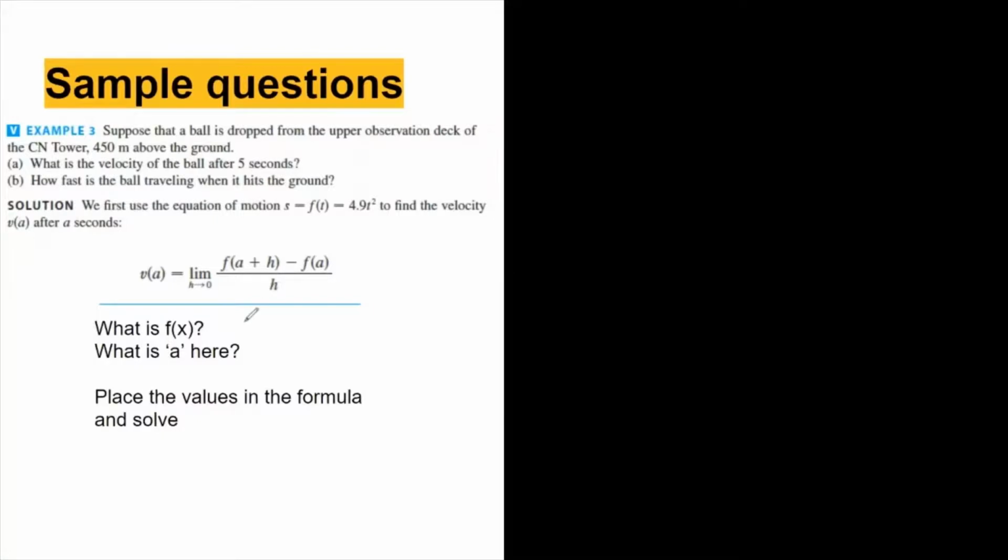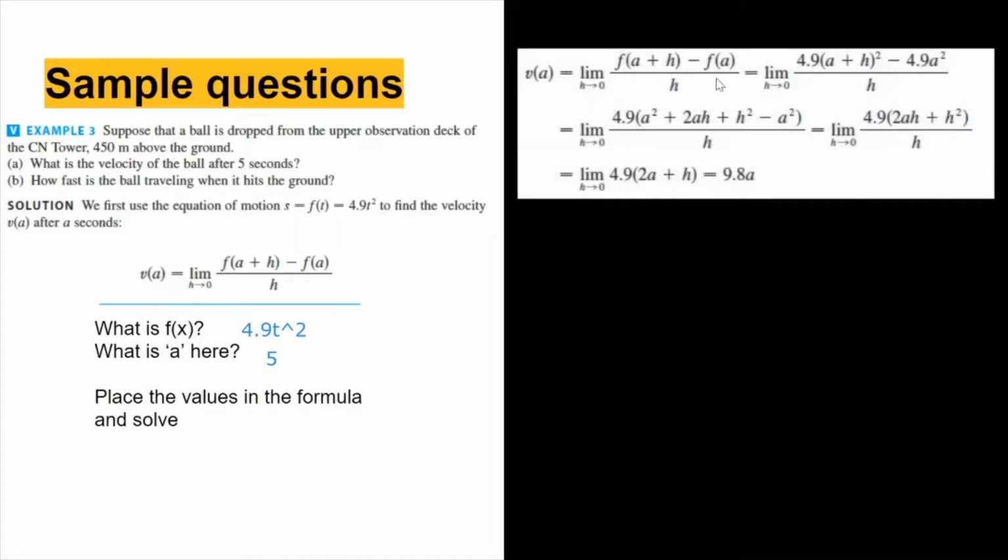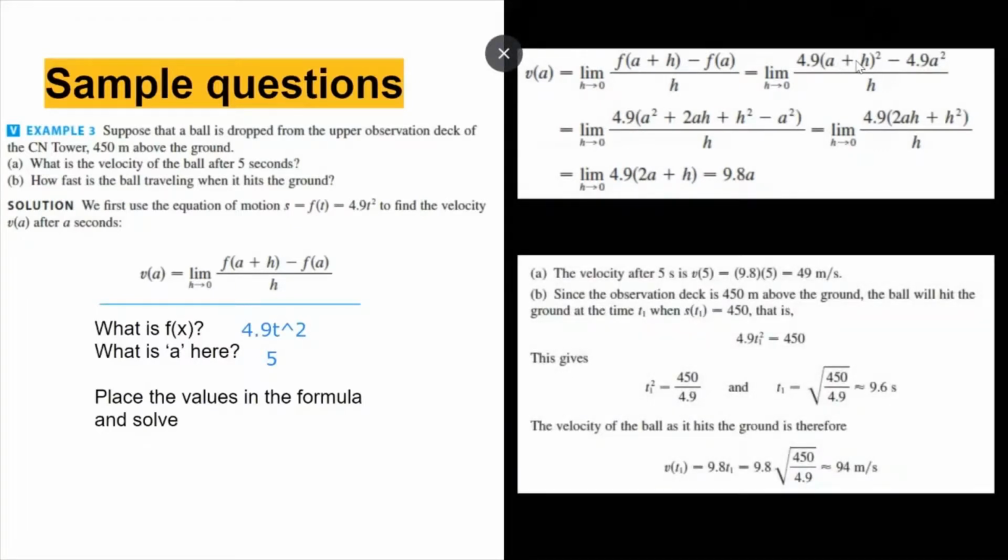So in this question, the f of x is 4.9 t squared, and the a here is 5 seconds. I will plug these into the formula and simplify. As you can see, this is the first equation, and we'll put in the function form: 4.9 times a plus h whole squared, minus 4.9 a squared. Then we'll simplify it, and finally we get to the conclusion of 9.8 a. So velocity at time a would be equivalent to 9.8 a.